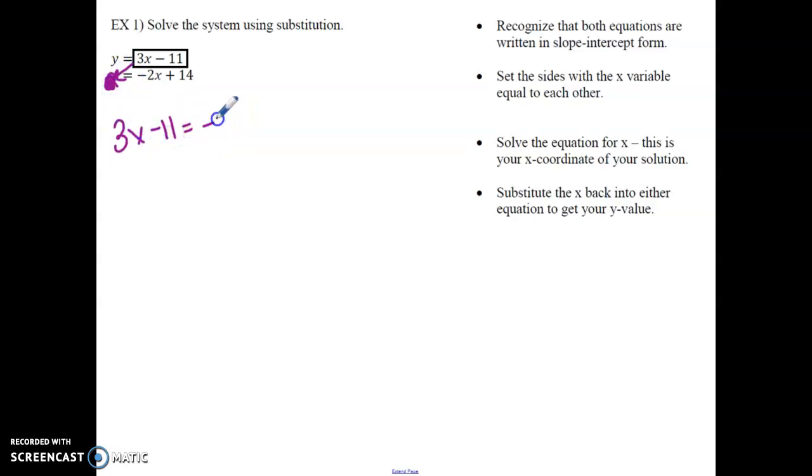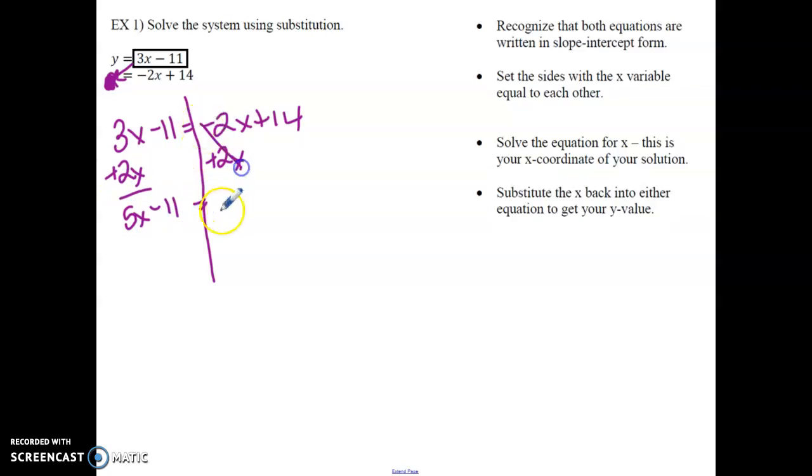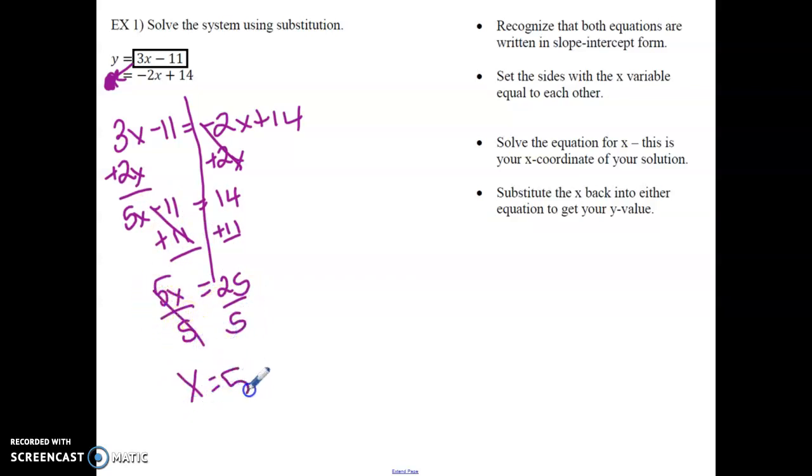We have the equal sign, negative 2x plus 14. So here it's extremely important that you know how to solve equations. Draw your line down. Move your x's to the same side. You get 5x minus 11 equals 14. And then move everything away from your x, so add 11 to get 5x equals 25, and divide by 5. So this goes way back to last semester when we were solving equations and told you it was very important that you know how to do that.